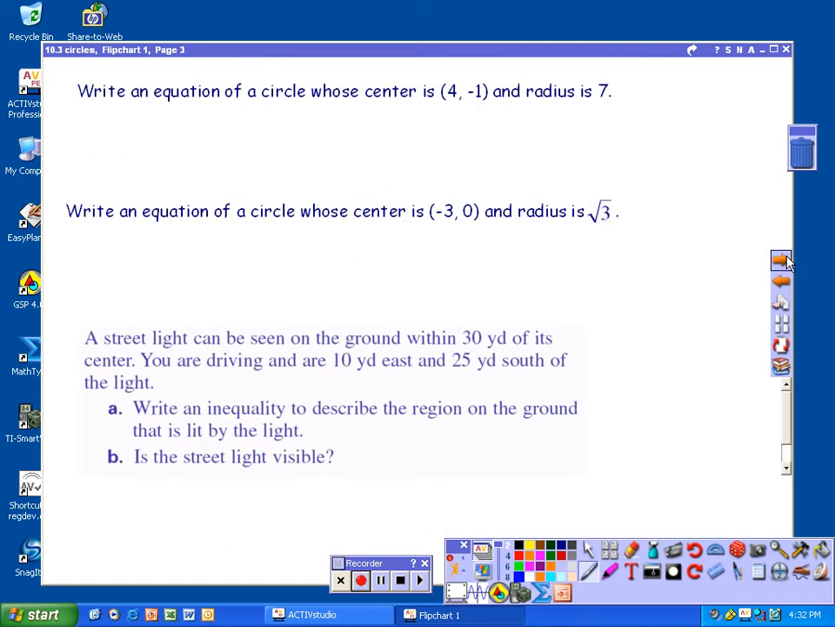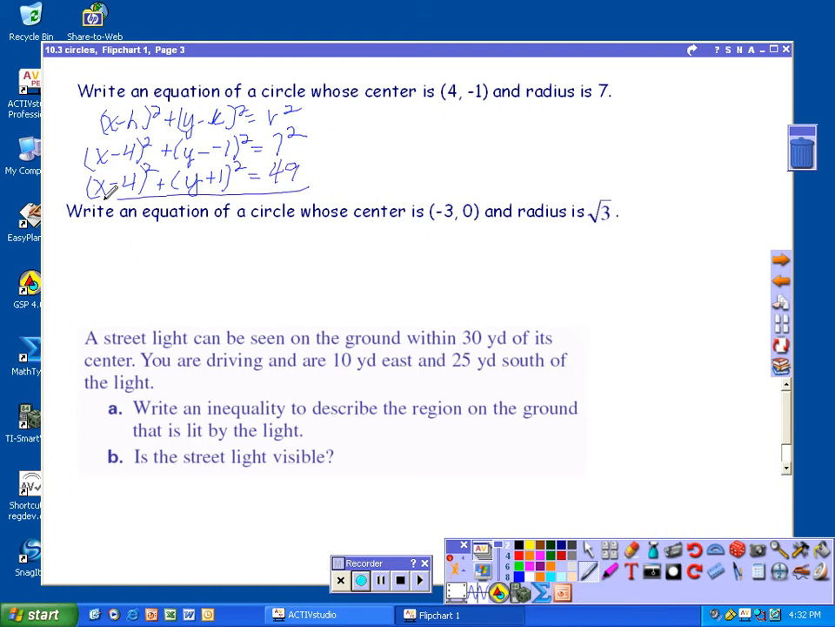Let's write an equation of a circle whose center is (4, negative 1) and radius is 7. Again, remember the equation is (x minus h) squared plus (y minus k) squared equals radius squared. So this becomes (x minus 4) squared plus (y minus negative 1) squared equals 7 squared. x minus 4, that's as good as that simplifies. Minus minus makes a plus. (y plus 1) squared equals 7 squared, 49. Now I've simplified everything.